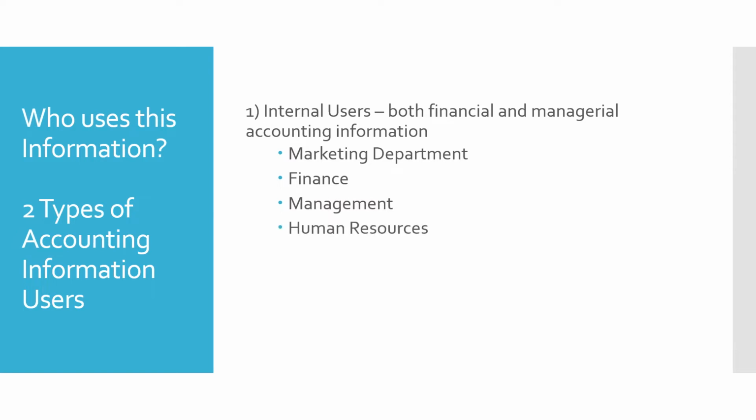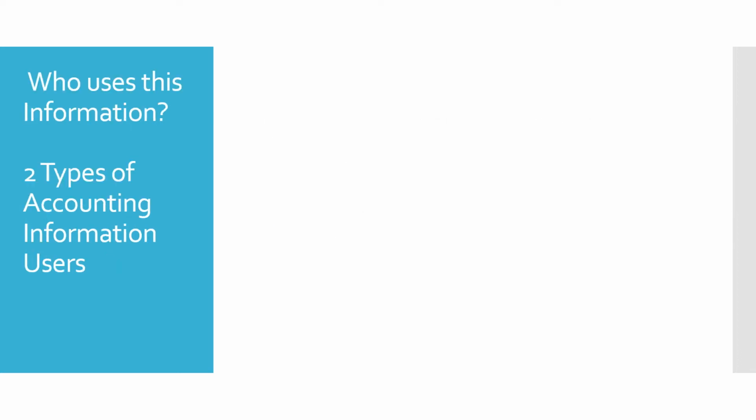So the finance department, management, human resources, the marketing department are all examples of internal users. The other type of accounting information user is going to be an external user. So financial statements are prepared primarily with the interest of investors and creditors, as well as potential investors and creditors in mind.